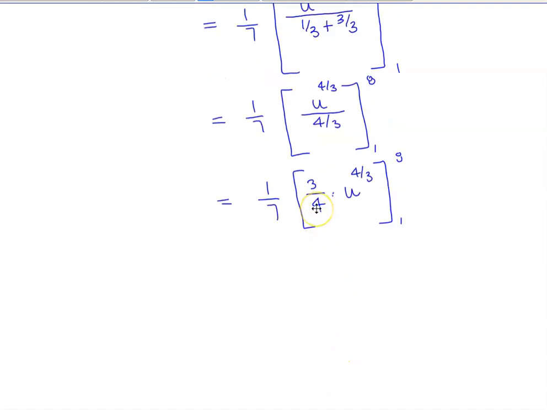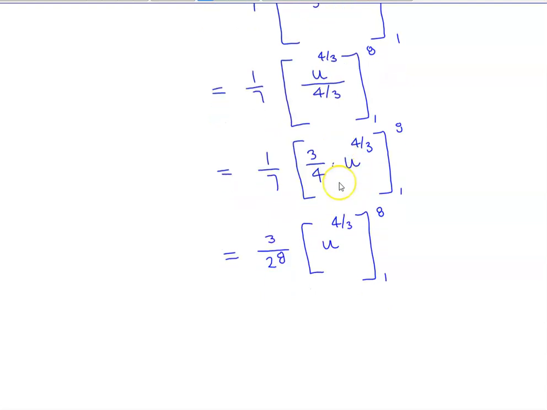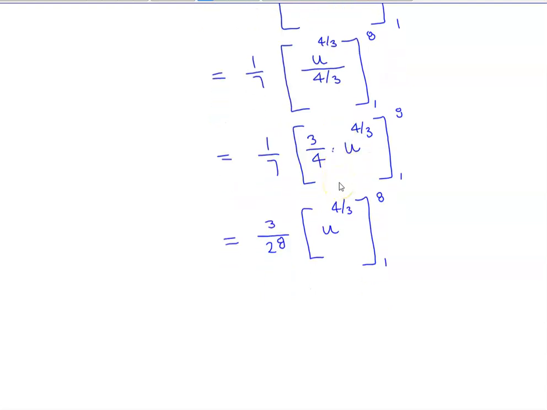Now let's go ahead and factor out the 3/4. So that would be 1 times 3, which is going to give us 3. 7 times 4 is going to give us 28. And then that's times u to the 4/3 with a lower bound of 1 and an upper bound of 8. So let's go ahead and then simplify. So we have 3 over 28. Substituting u to be 8, so this is 8 to the 4/3, minus 1 to the 4/3.